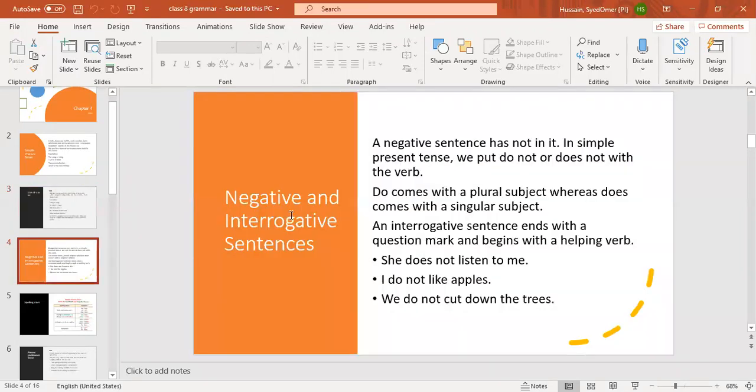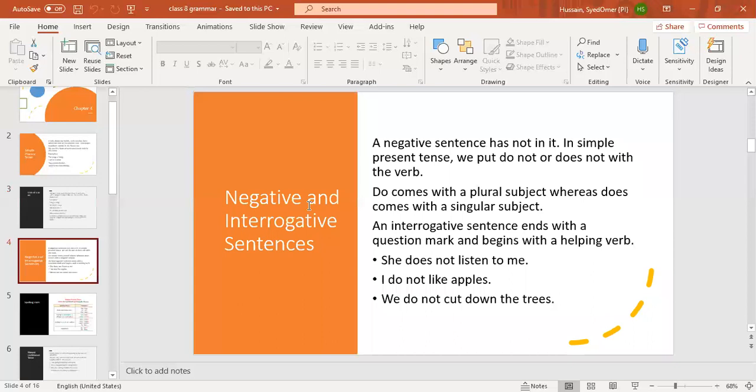Now then, I've told you about negative and interrogative sentences. All of you know that a negative sentence is a sentence in which we put not. An interrogative sentence requires a question. So in negative and interrogative sentences, we put do or does as helping verbs. Why are we putting helping verbs in simple present tense? Because in simple present tense, there is no helping verb in the positive or affirmative sentence.